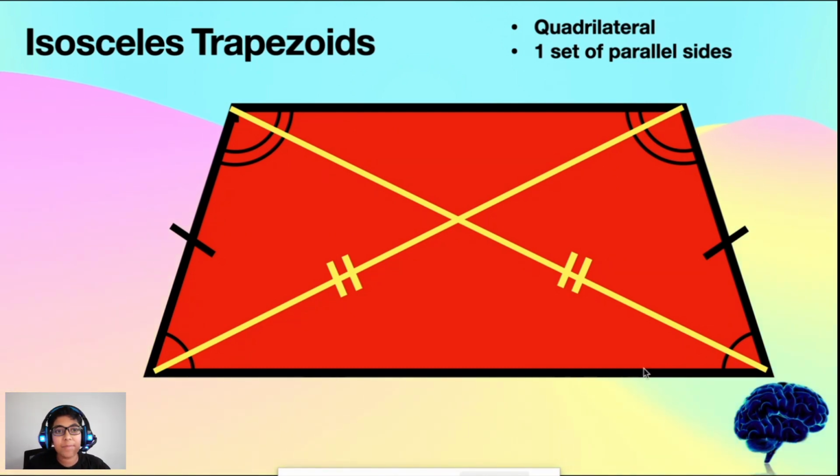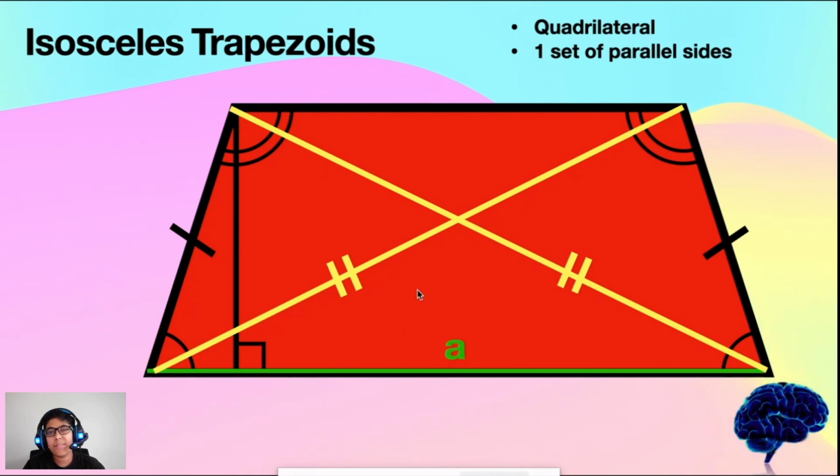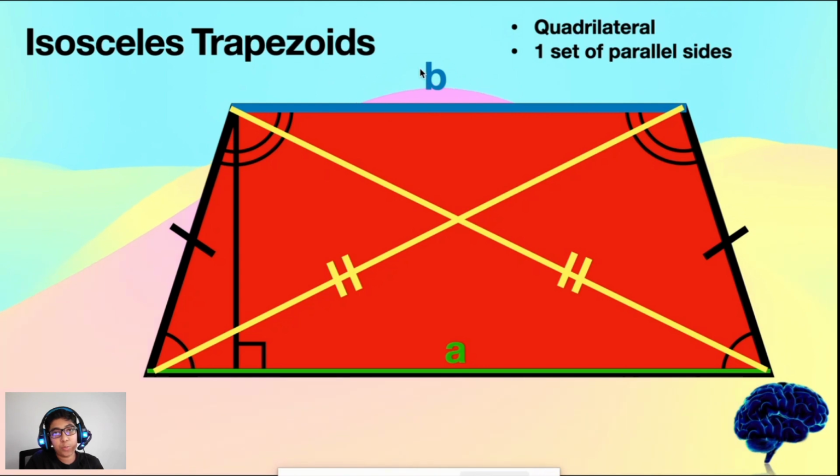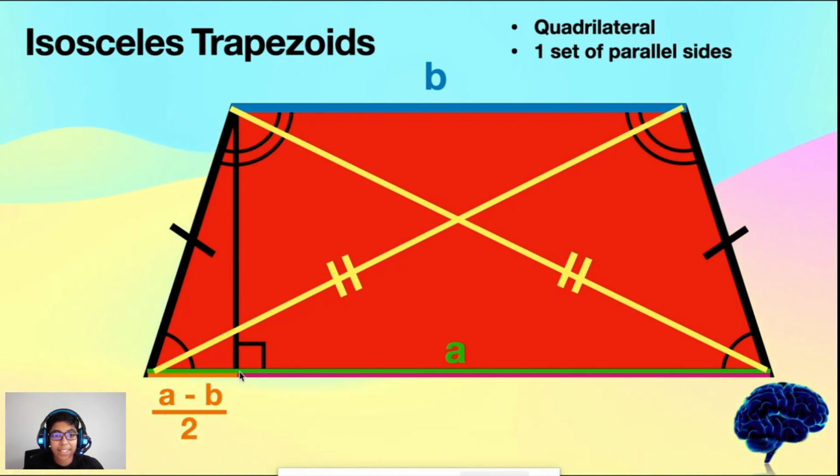Well, look at this. This is pretty interesting. If you draw a height from this vertex right here, and let's give a few labels. Let's call base 1 A and base 2 B. So A and B, it's easier. The distance from this corner to where the height intercepts A is actually the length (A minus B) over 2. And this part from here to here is actually (A plus B) over 2.